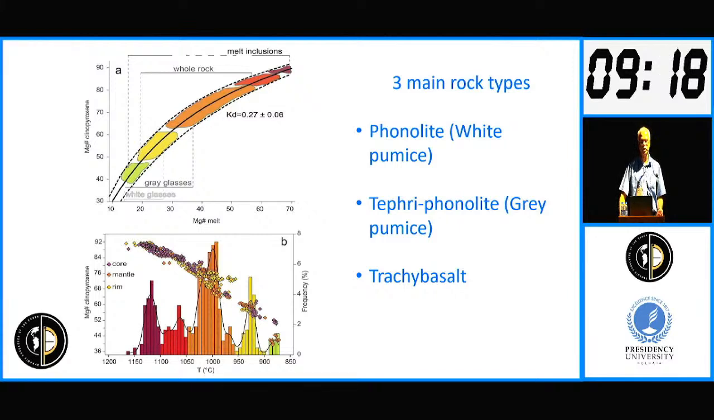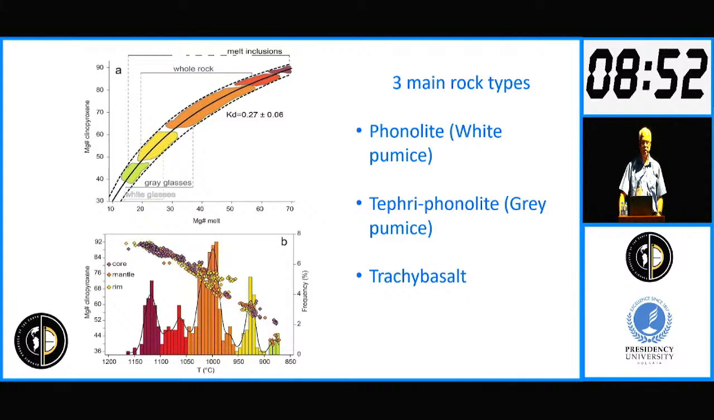So what you see here in the color codes are the main different rock types. So for example, in deep brown are the trachybasalts that are about 1100 to 1150 degrees centigrade. Then in the orange is a main phase, which is a tephriphonolite, which is around 1000 degrees. And then the yellow and the green are the white pumice, that's more like 900 degrees centigrade.